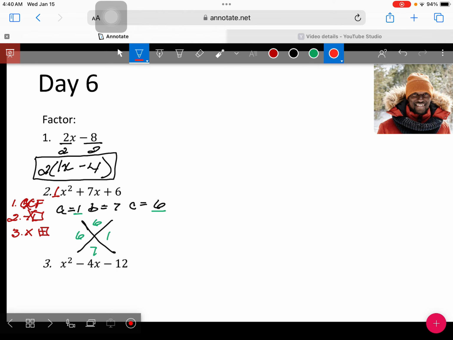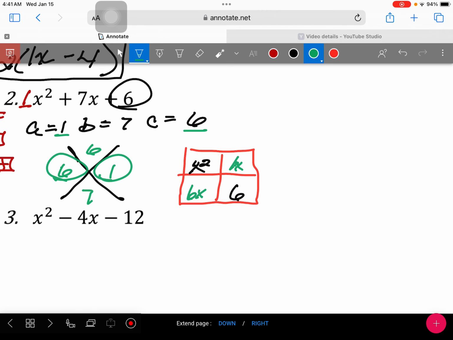So let's do our box. And in the first box goes the first term, x squared. Last box goes the last term, 6. And because we're dealing with a variable of x, I can use 6 and 1, so that is 6x and 1x.